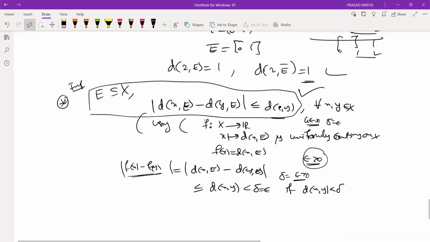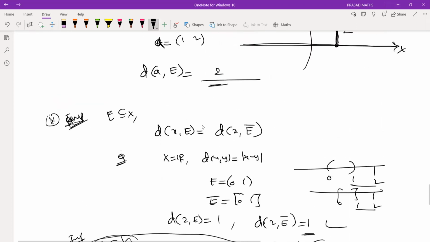This is true in any metric space, sir. Yeah, this is true for any metric space. The above result is also true for any metric space, sir. Yeah, this is true for any metric space.